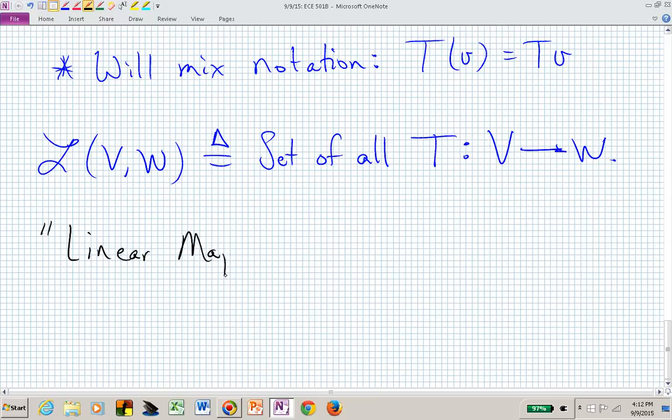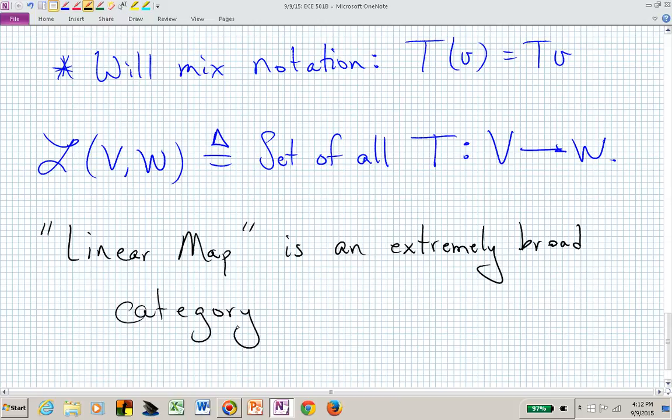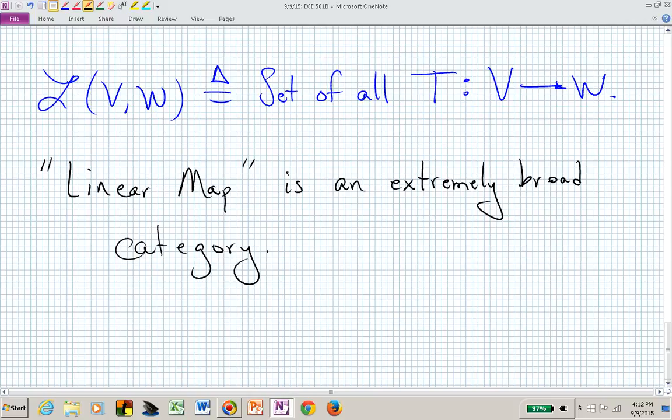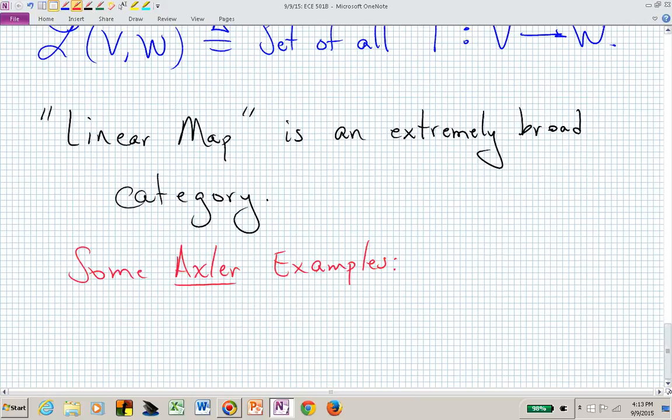Luckily, this concept of a linear map is a very broad category. So this linear map is an extremely broad category. Let's now look at some examples from Axler, the textbook.